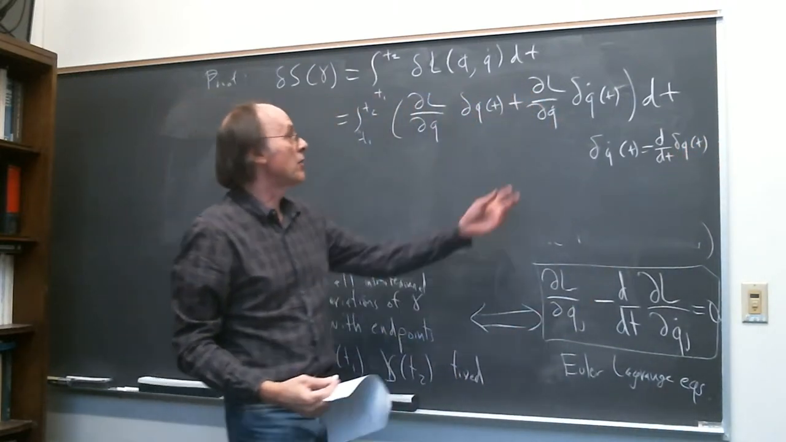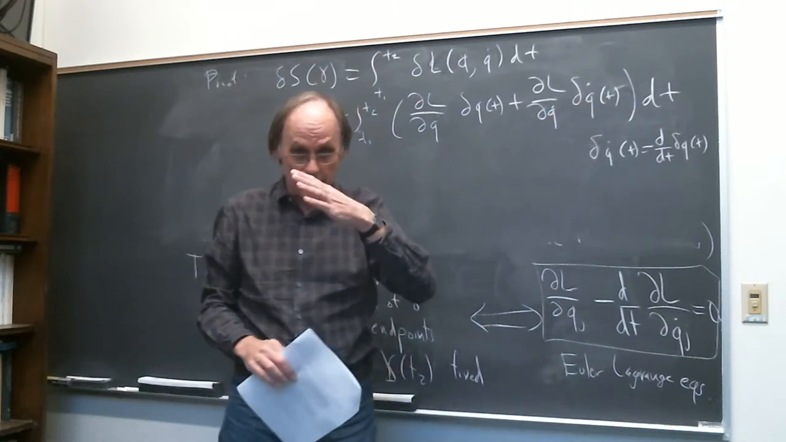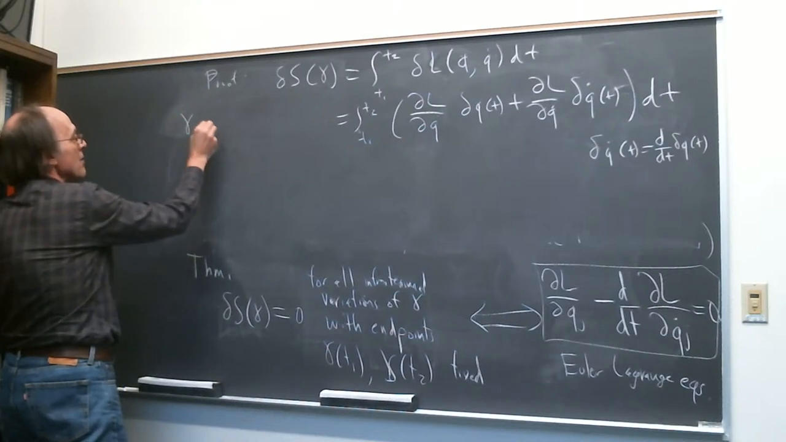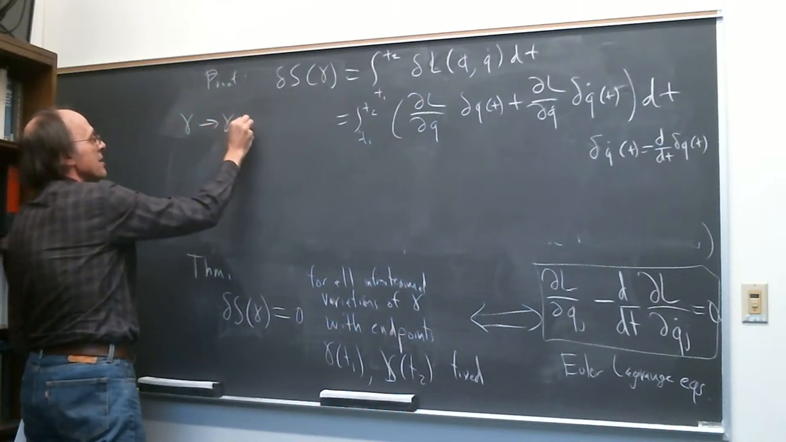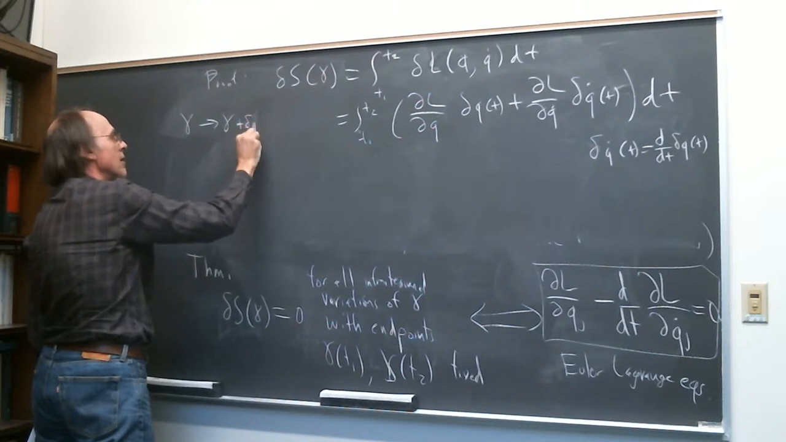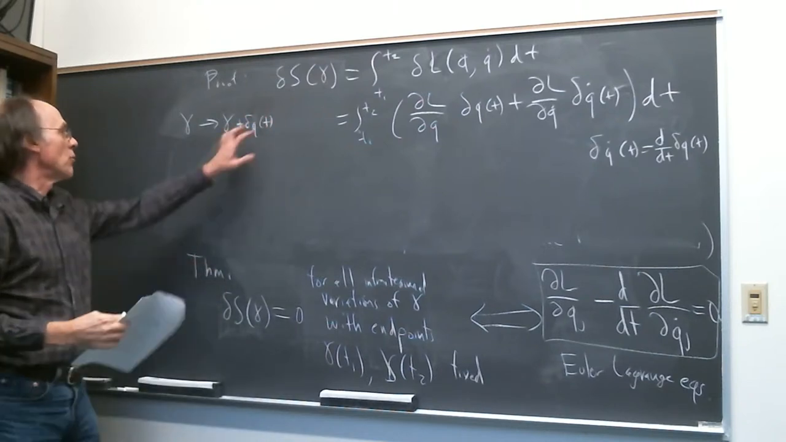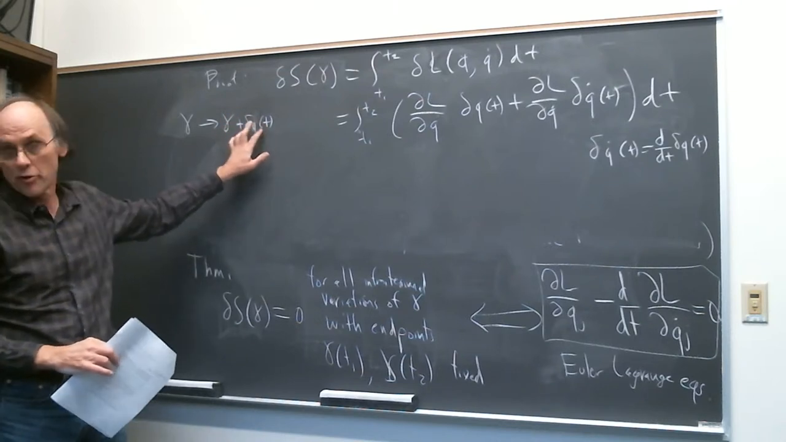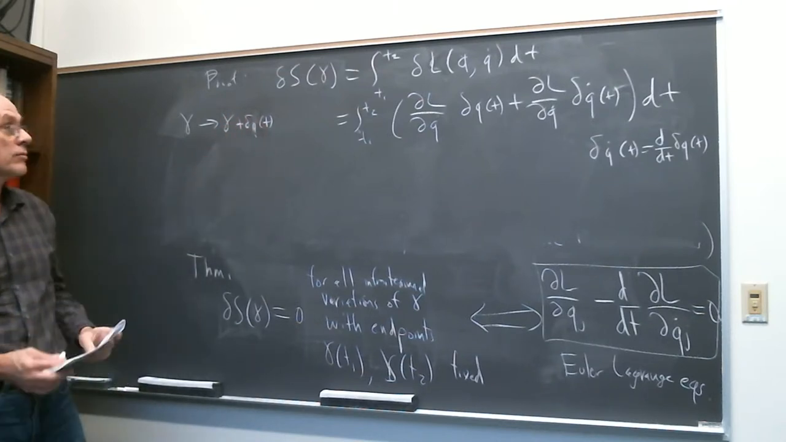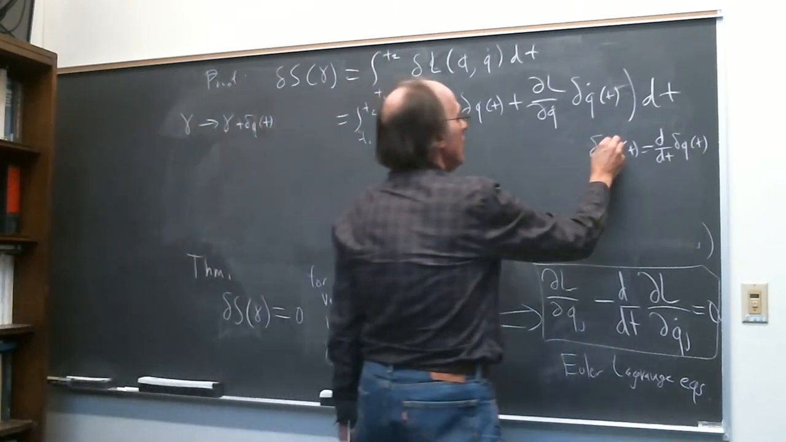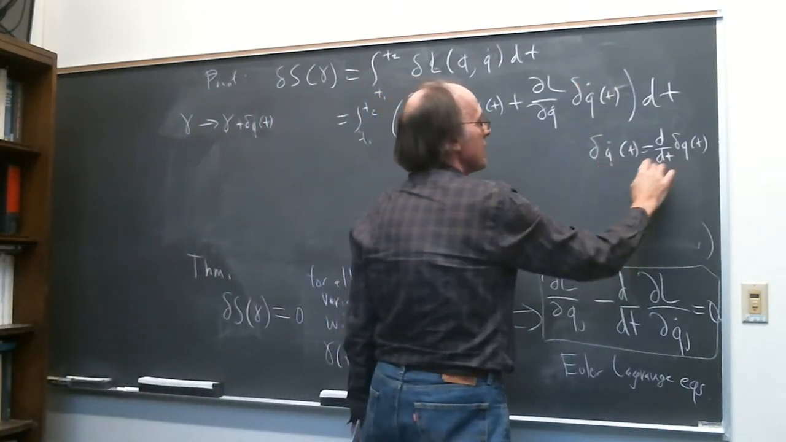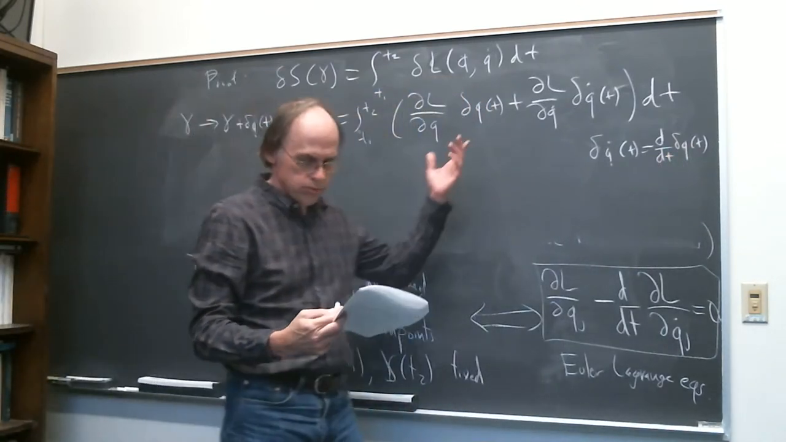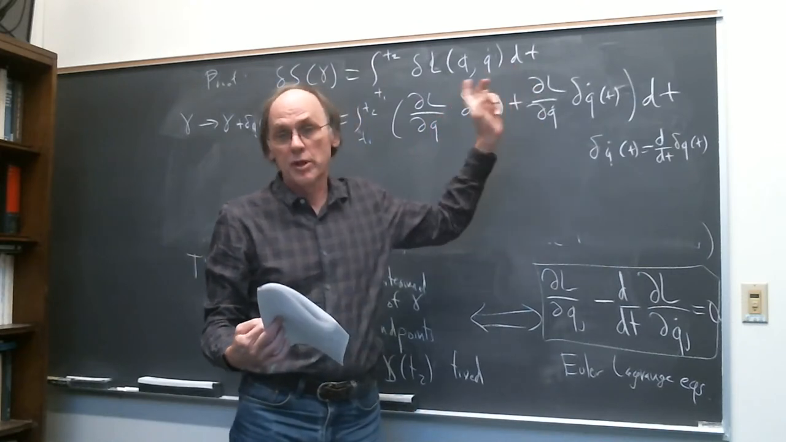So your basic thing you're doing is you're changing a trajectory. You're starting at gamma. You're changing gamma to gamma plus delta q of t. The idea is that this is supposed to be something infinitesimal. You're only interested in what happens to first order in this change. So the velocity is going to change by the derivative of this.